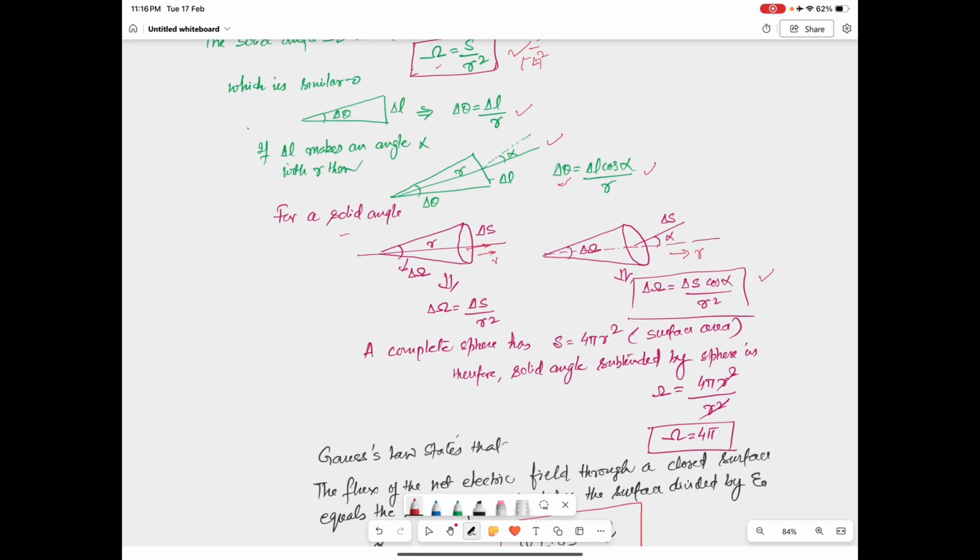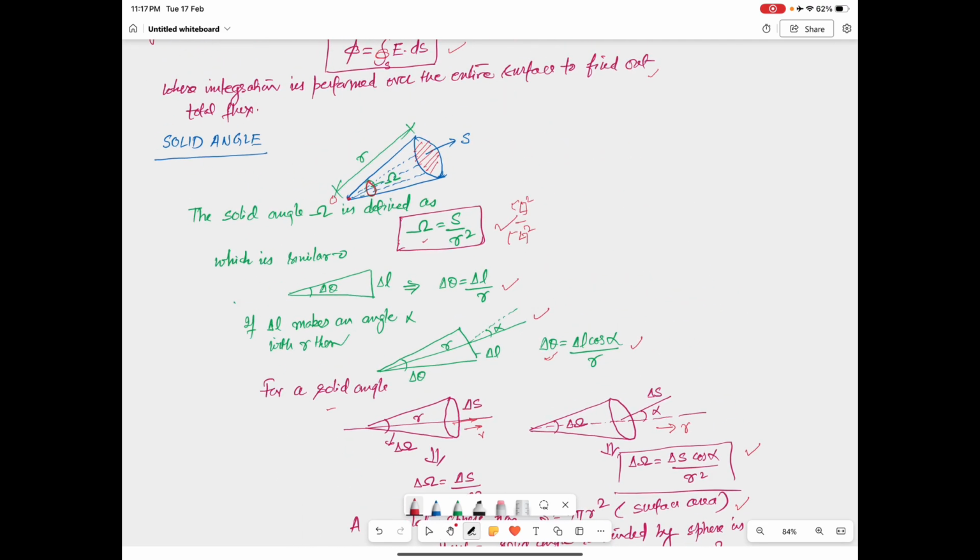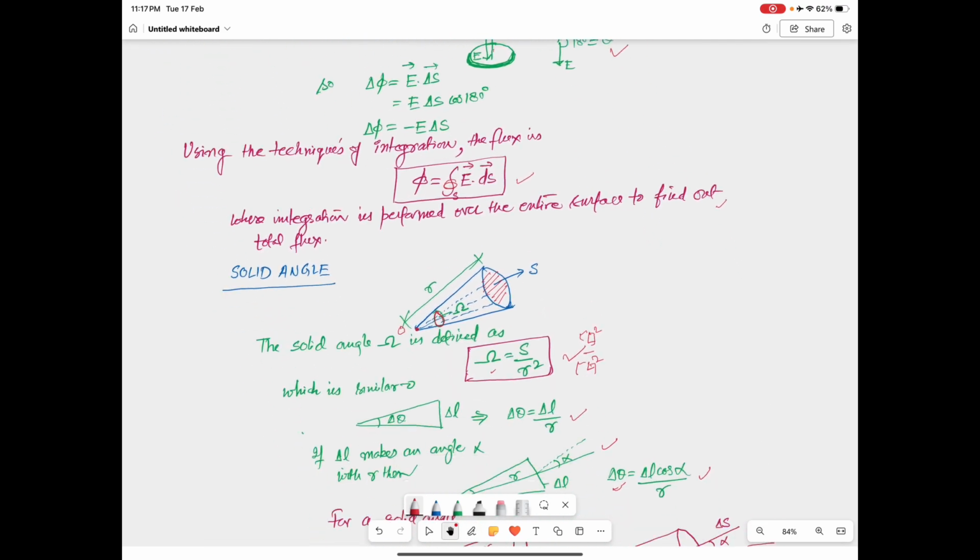One more thing you should understand is that for a complete sphere, the surface area will be 4 pi R square. So I am substituting the value for the whole angle. What is the solid angle of a sphere at the center? It is 4 pi R square divided by R square, which is nothing but 4 pi. You must know these fundamental things before we come to Gauss's theorem.